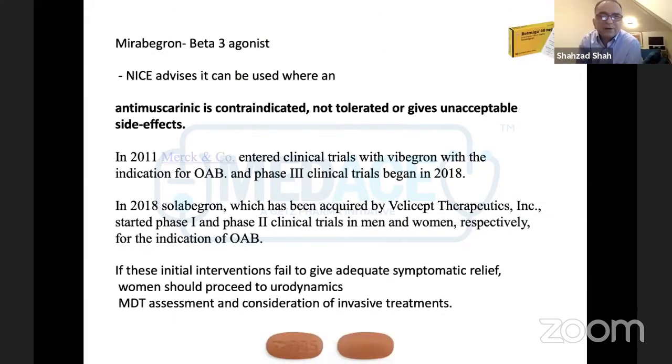That's where mirabegron comes in. It's a beta-3 agonist, developed in the last few years. It doesn't have the troublesome side effects of the anticholinergics. And we have another couple of beta-3 agonists around the corner, vibegron and solabegron. Vibegron is nearly FDA approved, and solabegron is now in its phase 3 trials. Hopefully, these do not have the enzymatic interactions that you would find with mirabegron, so are even more safe. Obviously, if the patient has very high blood pressure, then you need to prescribe this with caution.